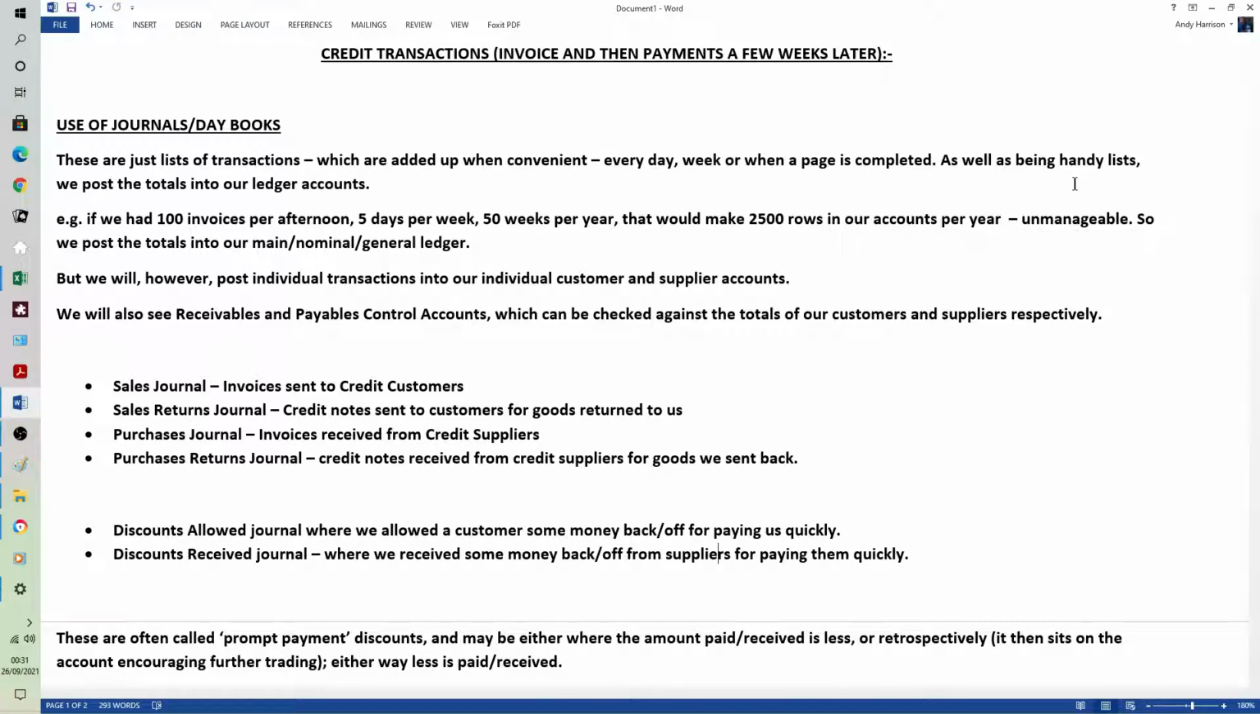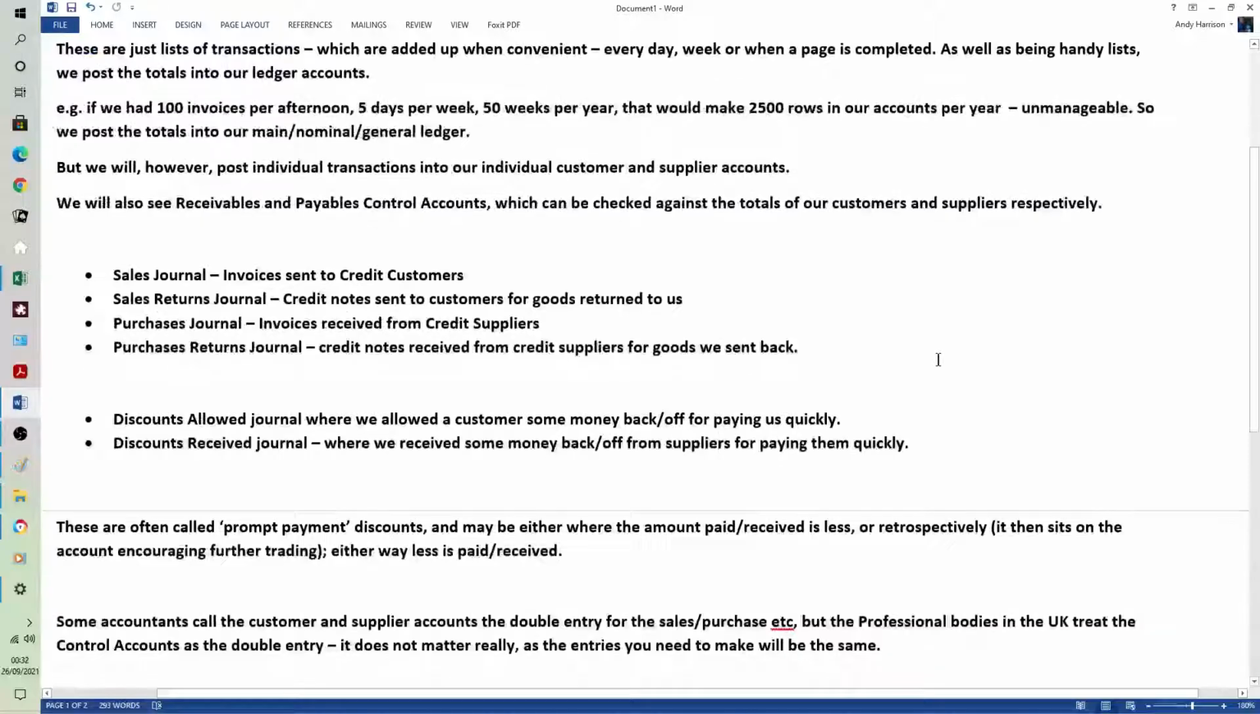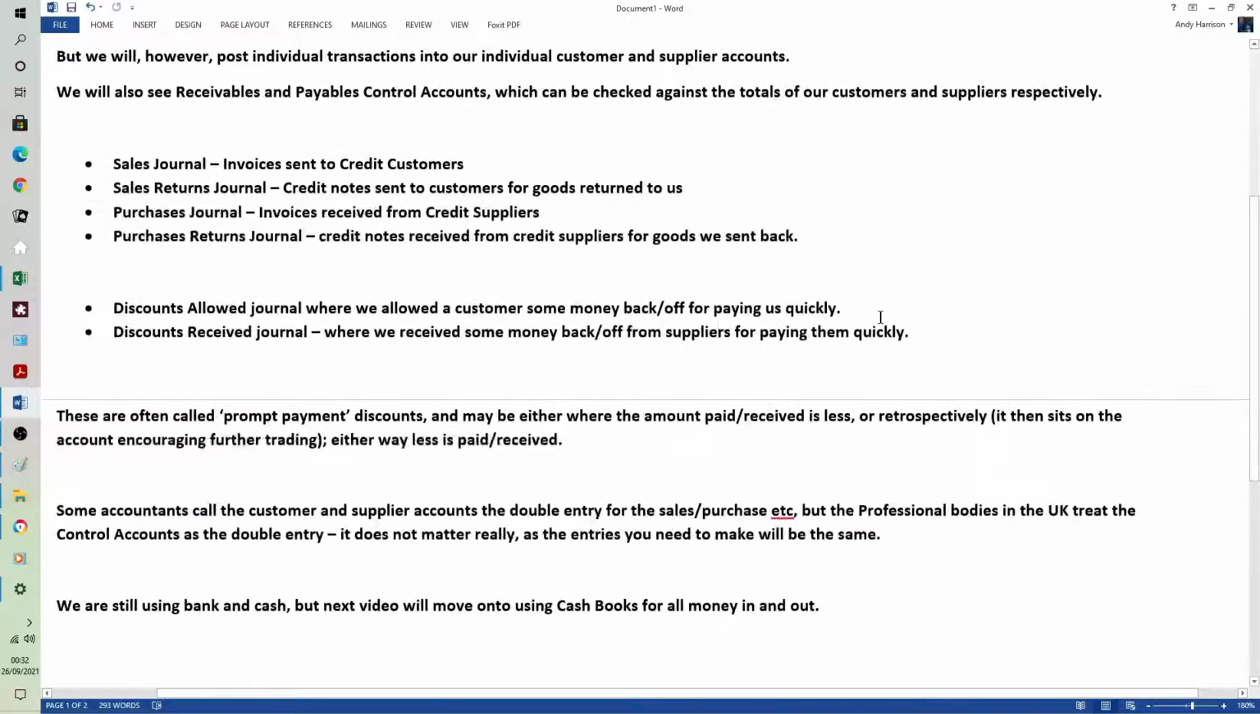So the receivables gets the totals. This is all our customers added together, how much they owe us, and payables, how much we owe all our suppliers, and we can reconcile that the receivables account is all our customers added together, and the payables is all our suppliers added together. So the four main journals: sales, returns we're going to see now, purchases and purchase returns, and then we'll also see discounts.